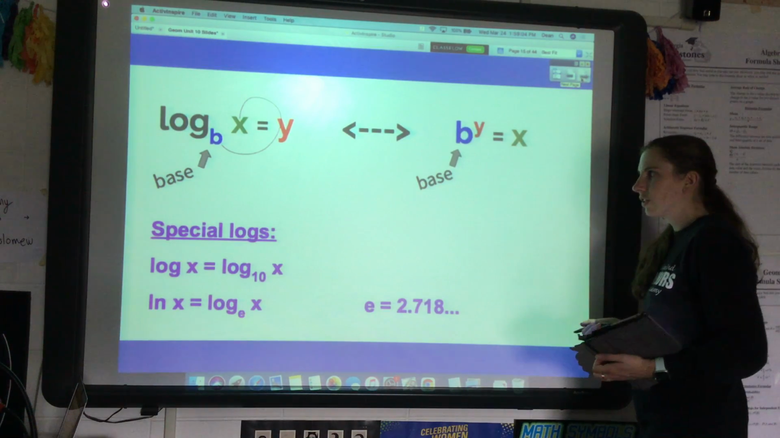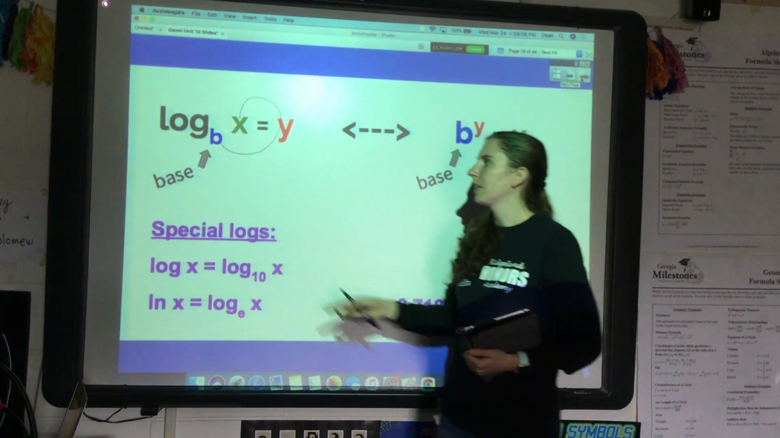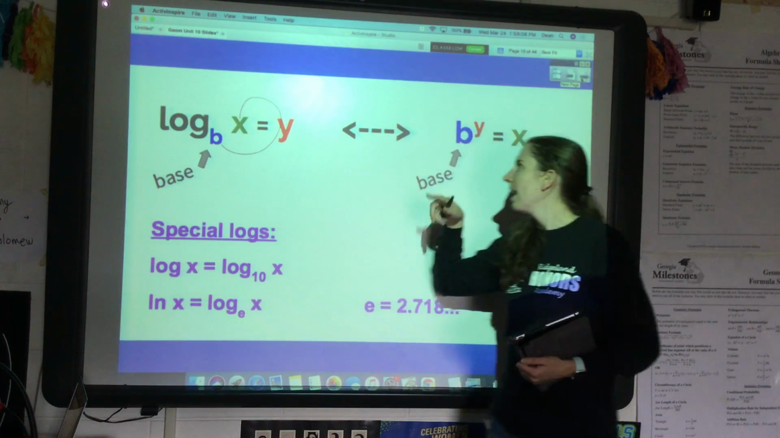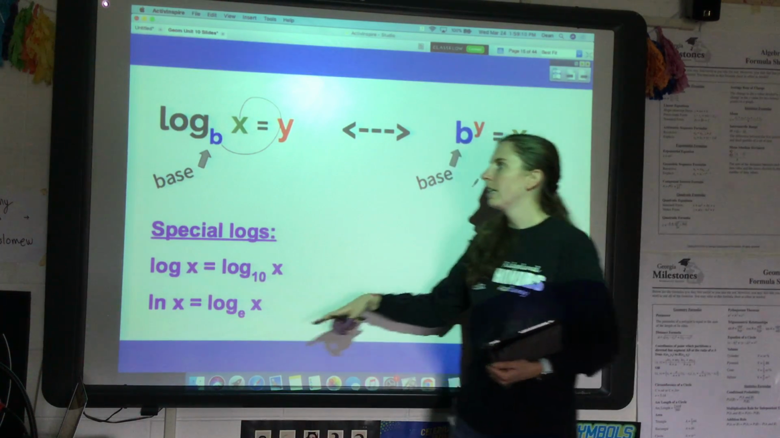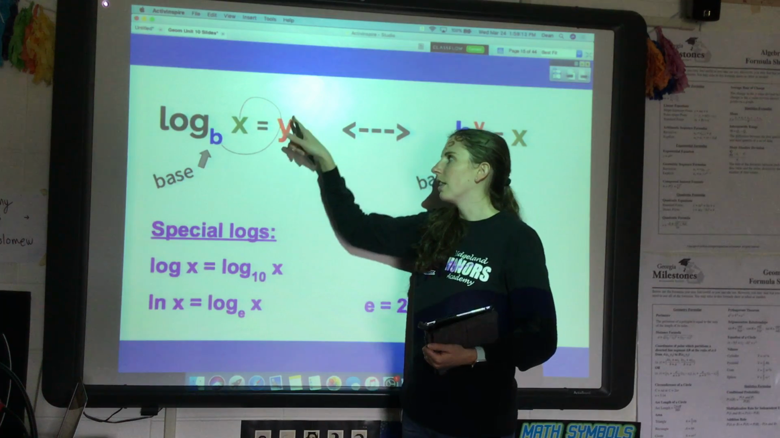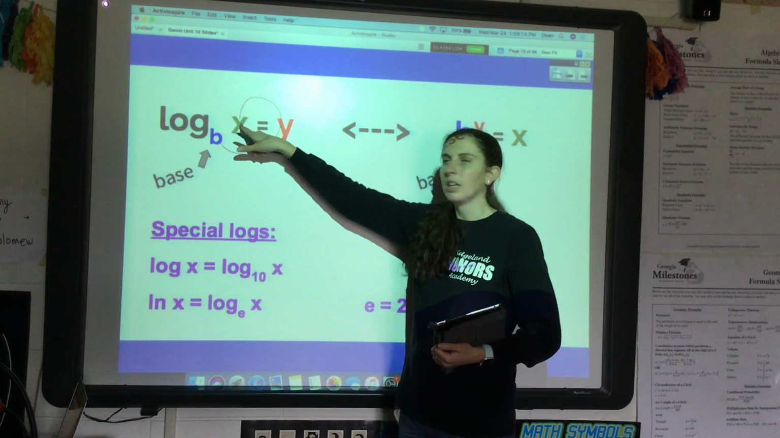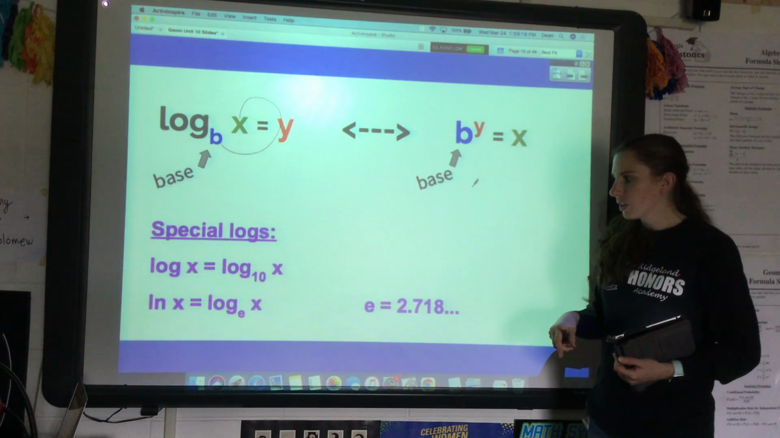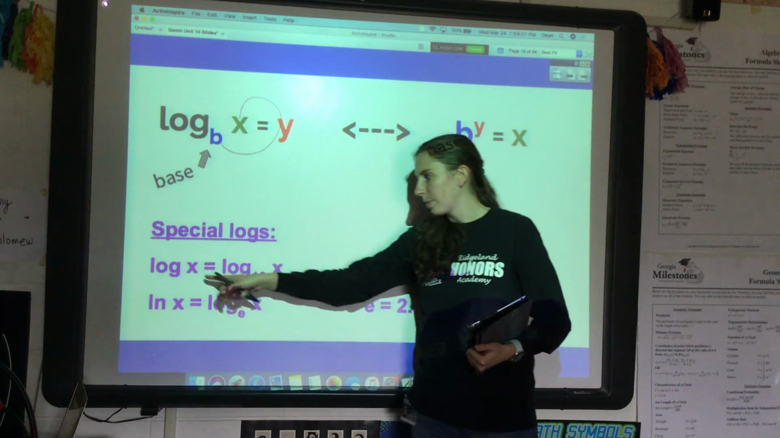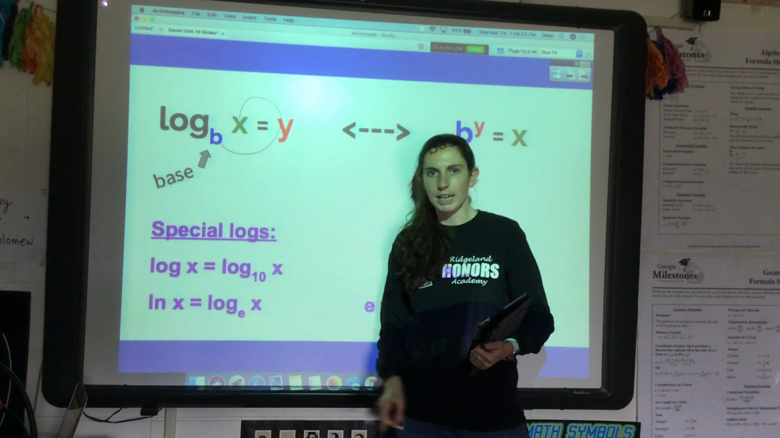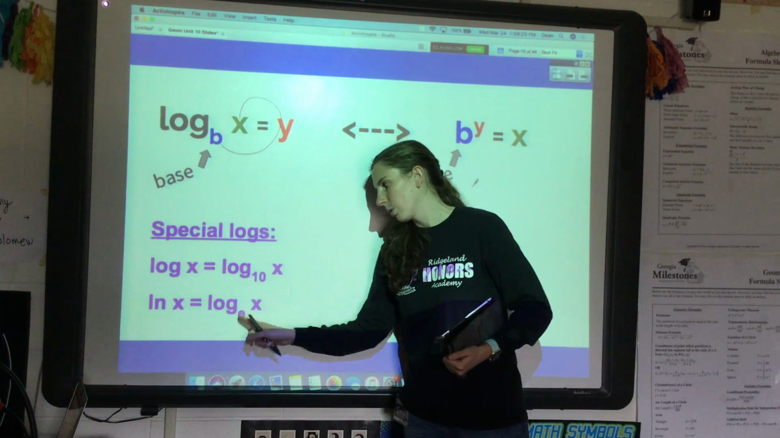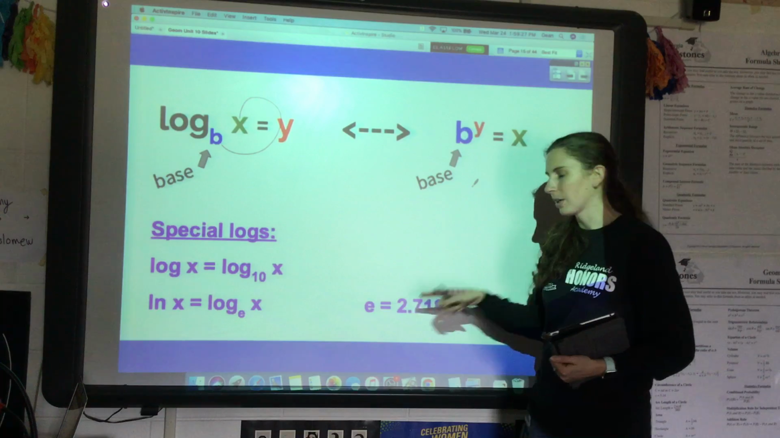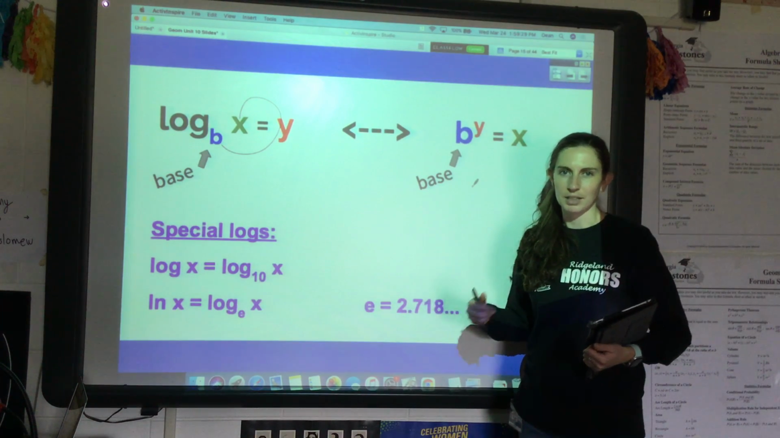All right, so just to refresh on all that, if you want to rewrite a logarithm as an exponent, just take the base to this power and it has to equal that number that's in the logarithm. Also, there's a couple special logs. Log base 10 is the one where we don't write it usually, and natural log, which is log base e, which is that special number there. It's actually called Euler's number. It has a cool history.